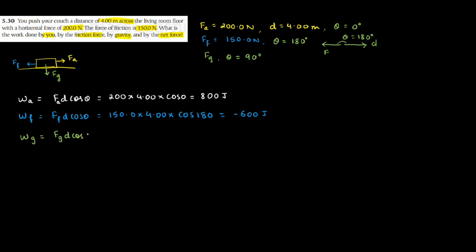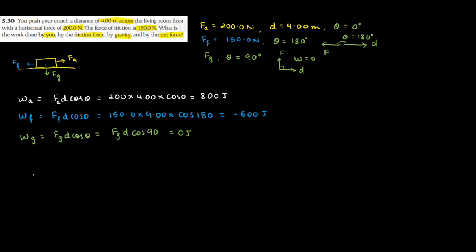Fg t cosine theta. So I write Fg t cosine 90. I know cosine 90 is 0, so I do not need to calculate what Fg is to find this work done. Whenever force and displacement are perpendicular to each other, the work done in this situation will come out to be 0. So work done by gravity will be 0.